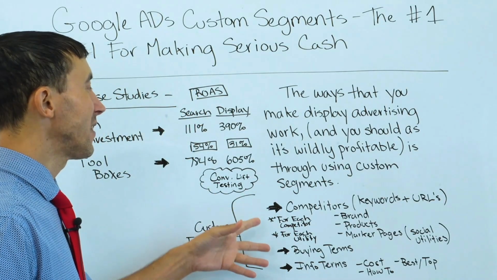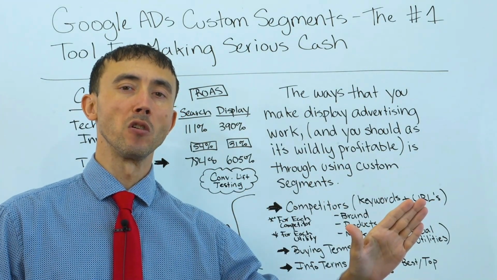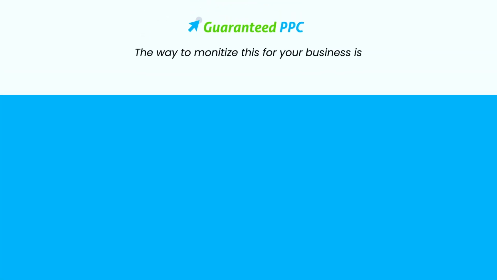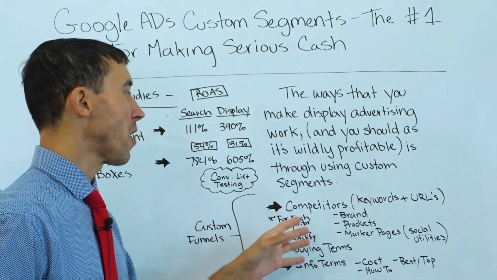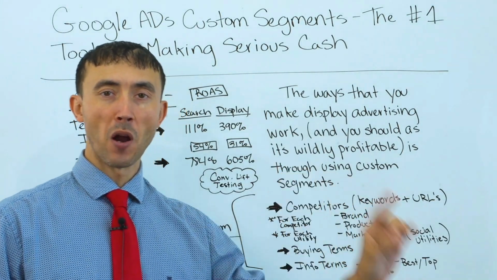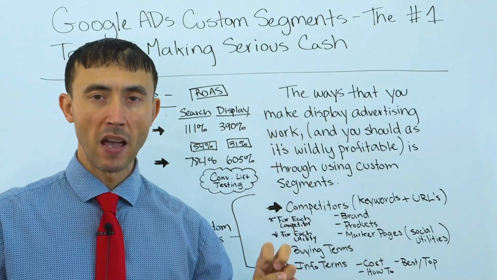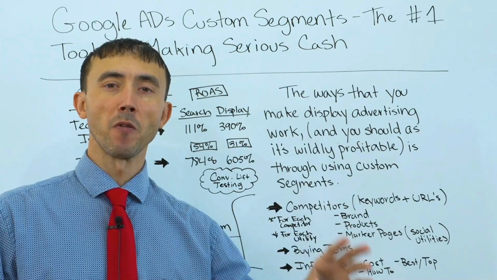So with that said, these custom segments, where you can target people who have made a search recently on Google, any search that you want to target, or been to a certain website URL, the way that you monetize this for your business is three primary ways, one of which is competitor targeting. You target somebody who types in your competitor's brand names. You target people that have been to what I call a marker page that indicates that this person is in market for what you sell.